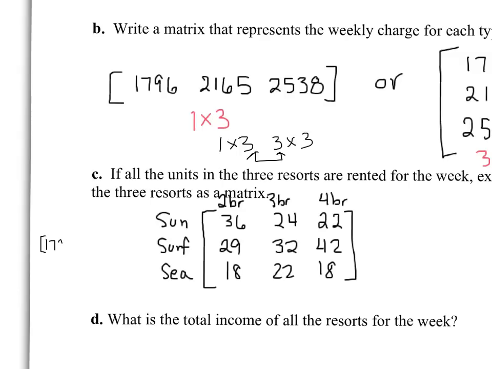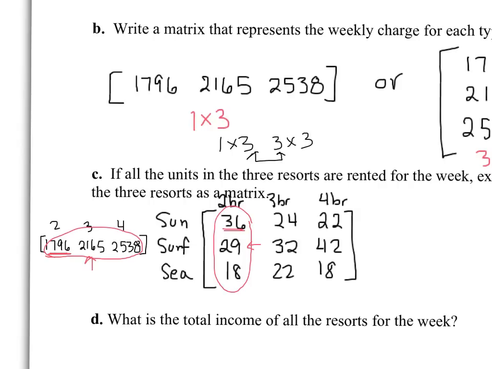And I would have 1796, 2165, and 2538. Okay, again, this is a 2-bedroom, 3-bedroom, 4-bedroom cost. The way we multiply matrices is you take the row times the column. So let's think what we would be doing here if we were multiplying these values. I would take the cost of a 2 and multiply it by the number of 2 bedrooms at Sunhaven. Okay, sounds good. Then I would be taking the cost of a 3-bedroom condo, and wait a minute, I'd be multiplying it by the number of 2 bedrooms at Surfside? No, that doesn't make sense.